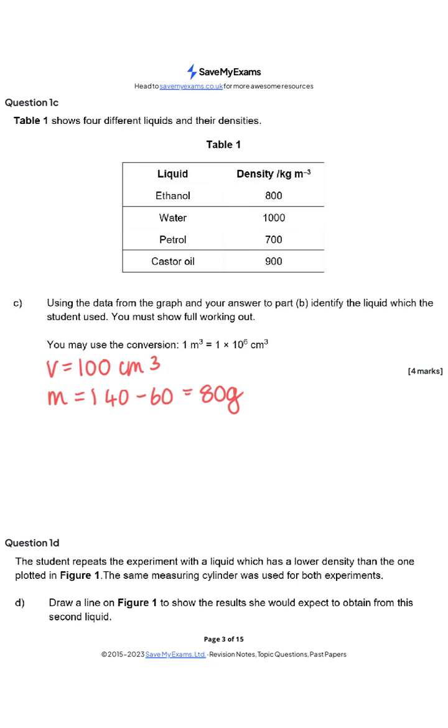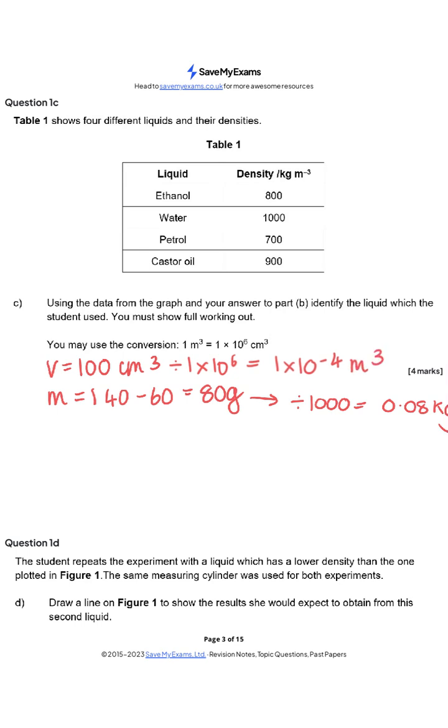All of the measurements for density in the table are in kilograms per metre cubed, so we do have to convert these. So 80 grams into kilograms, we are going to divide by 1,000, so we'll get 0.08 kilograms. For our volume, we need to convert it into metres cubed, and we've got it in centimetres cubed, so we're going to divide it by 1 times 10 to the 6, and we'll get 1 times 10 to the negative 4 metres cubed.